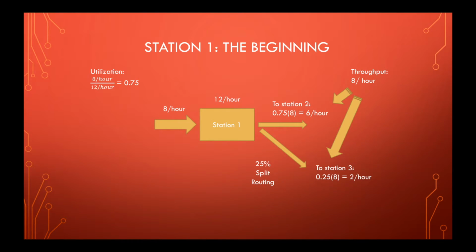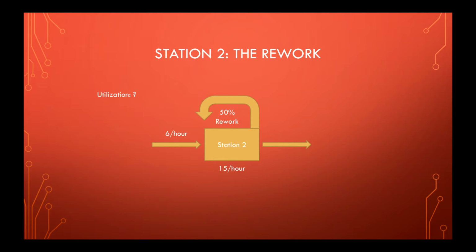For Station 2, we'll multiply 0.75 times 8 units per hour and get an arrival rate of 6 units per hour. And then at Station 3, we'll multiply 0.25 times 8 units per hour and get an arrival rate of 2 units per hour. Now, at Station 2, things get even more challenging with the rework component, but we will still start by solving for utilization first.